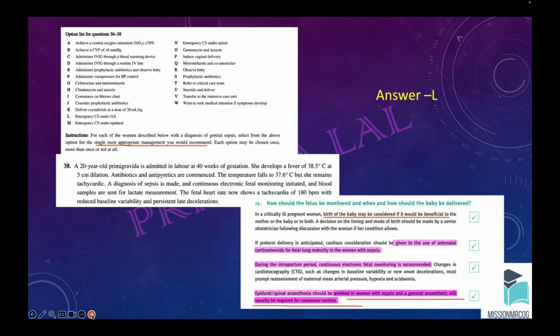If the patient has sepsis, regional analgesia, spinal or epidural, is avoided, and GA should be given. So the answer is L.